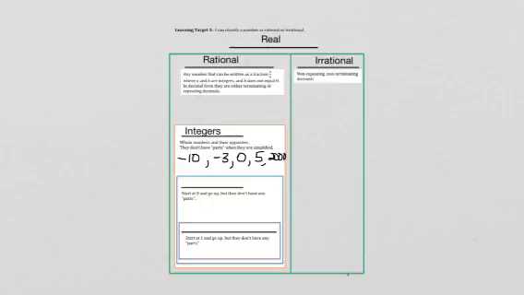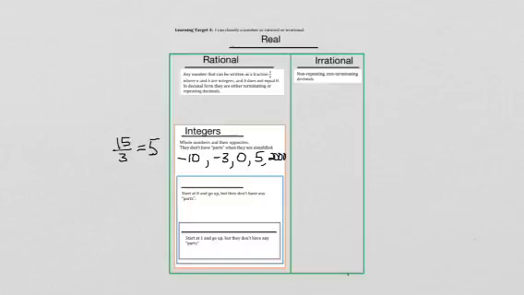Now, if I do something like 15 over 3, some people might think, well, that's a fraction, so it has parts. But remember, we have to simplify that first. And 15 over 3 means 15 divided by 3, which is 5. And 5 doesn't have any parts. So we would say that 15 over 3 is an integer.